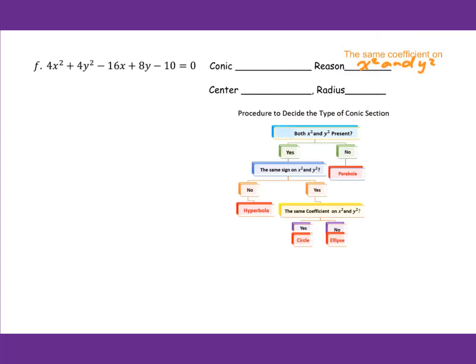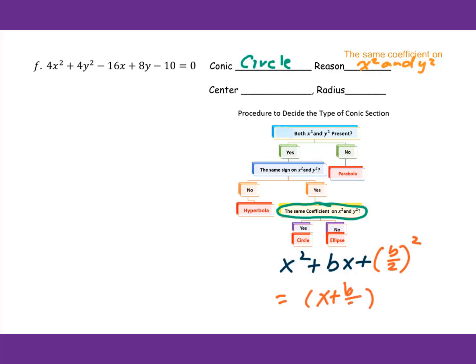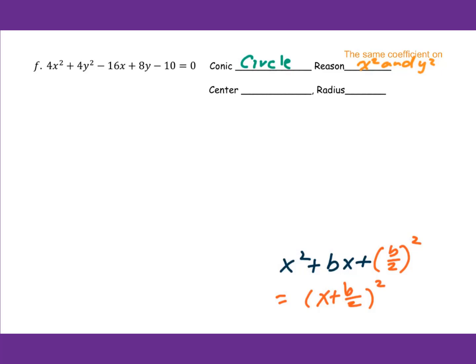For F, we know this is a circle because we have the same coefficient on x squared and y squared. We still need to do the completing square. For completing square, x squared plus bx plus b over 2 squared. Then you can get x plus b over 2 squared. So you need to put all x's together. Then all y together. Put a constant number the other side. You have to create this x squared plus bx first.